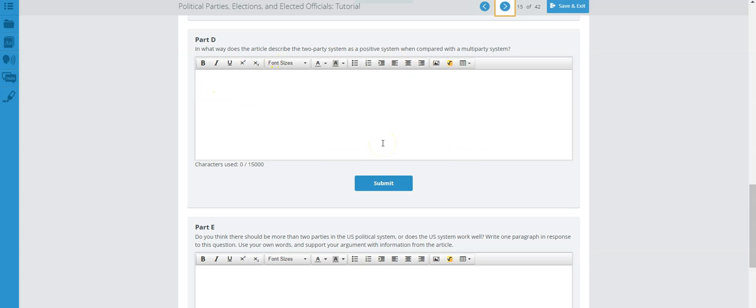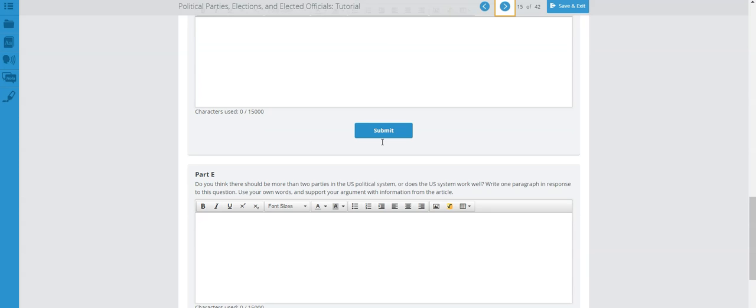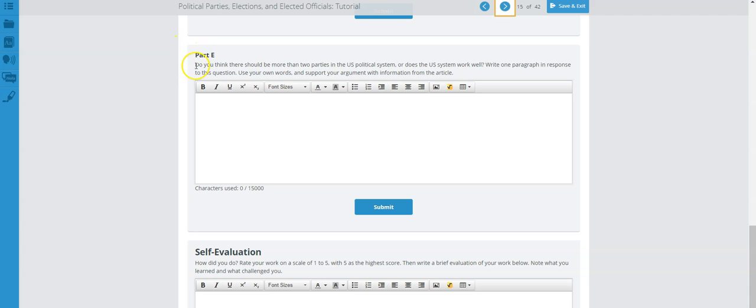We are looking for a solid paragraph here in order for you to demonstrate your comprehension of the content. Part E. Do you think there should be more than 2 parties in the United States political system? Or does the U.S. system work well? Write one paragraph in response to this question. Use your own words and support your argument with information from the article. Please make sure that you provide evidence.